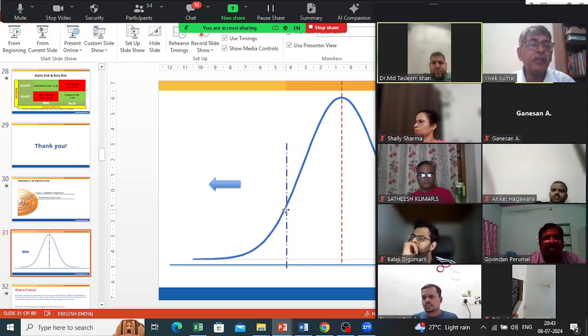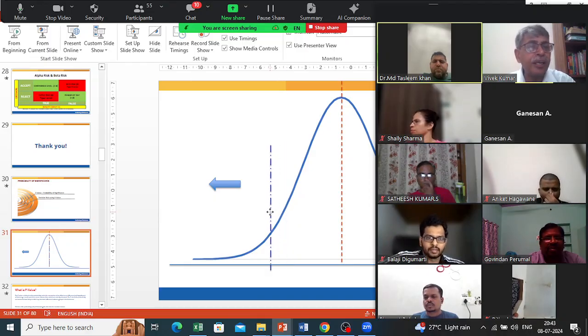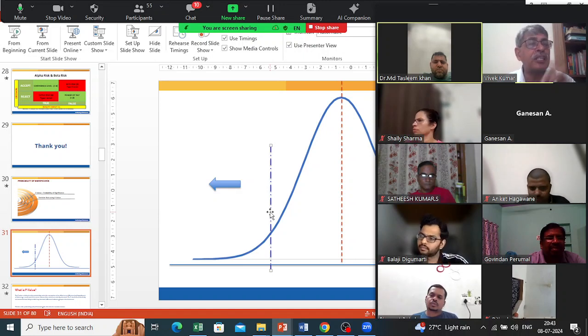Balaji, you advise, where do you want to draw a line? Sigma away towards the left. Okay, I can draw. Anyone can draw. Yes or no? And anywhere you have drawn this line, there are tables which tell me how much data is towards the left.